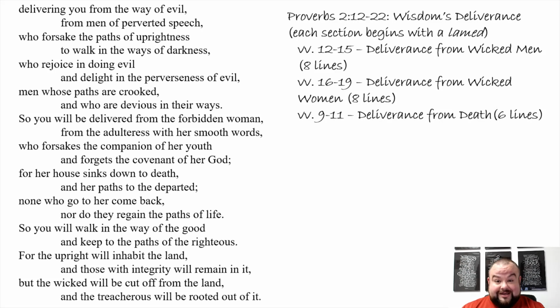So, in like manner, you will walk in the way of the good and keep the paths of the righteous. For the upright will inhabit the land, and those with integrity will remain in it. But the wicked will be cut off from the land, and the treacherous will be rooted out of it.